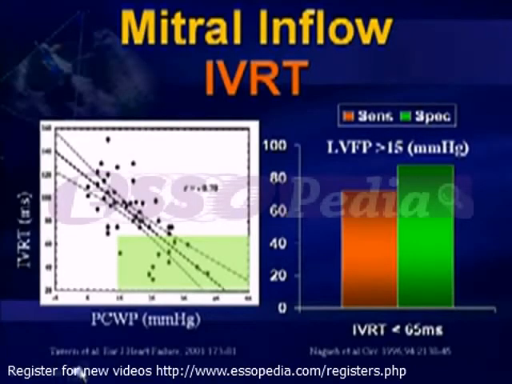In those with atrial fibrillation, one can also look at the IVRT, and as the IVRT shortens, it is associated with an increase in pulmonary capillary wedge pressure, and a value of, say, less than 65 milliseconds has modest test characteristics with which to predict filling pressure elevation.